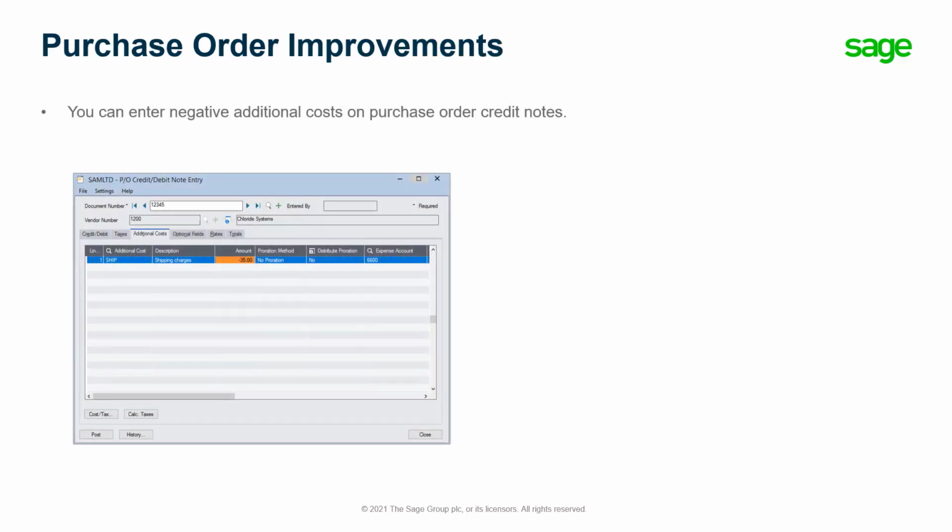Starting with the version 2022 of Sage 300, you may enter negative additional costs on purchase order credit notes. When entering a credit note on the PO credit note entry screen, you can now enter negative amounts for costs on the Additional Costs tab. For example, this could be useful to record shipping or restocking fees you paid as a result of returning an item. Such negative additional costs are recorded as debits when you run day-end processing.